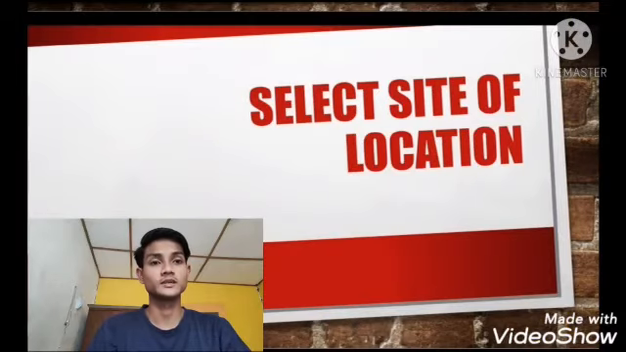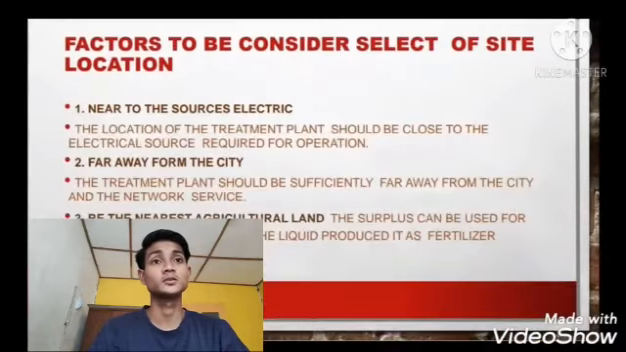Select site of the location. Factors to be considered in selecting the site location. First, near to the electrical source. The location of the treatment plant should be close to the electrical source required for operation.